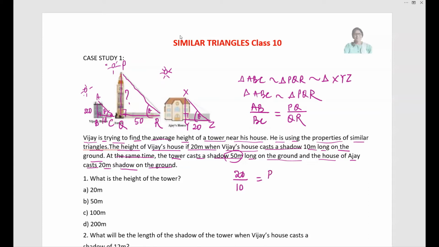If needed, you can read the questions twice. QR is given, that is the shadow of the tower, 50. So 20 upon 10 is equal to PQ upon 50. So you have to find PQ. You can cross multiply. So PQ is equal to 50 multiplied by 20 by 10. Cancel, it will be 100 meter. So where is the answer? C is the answer.